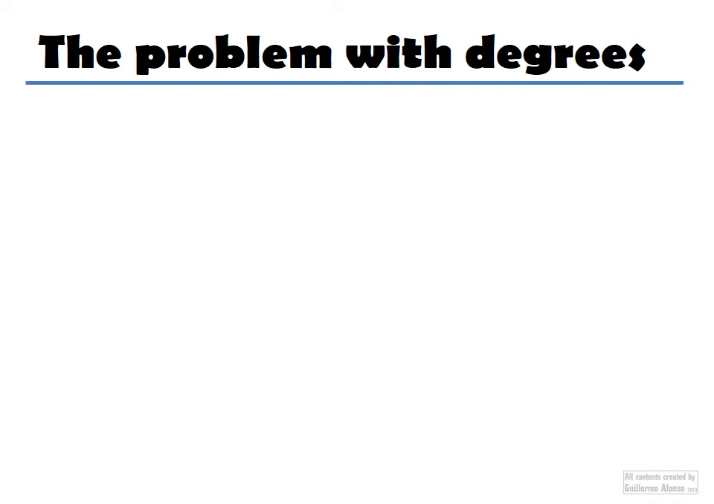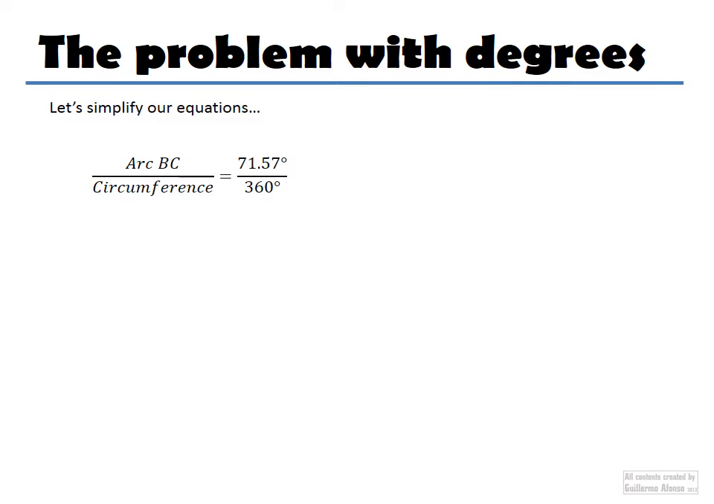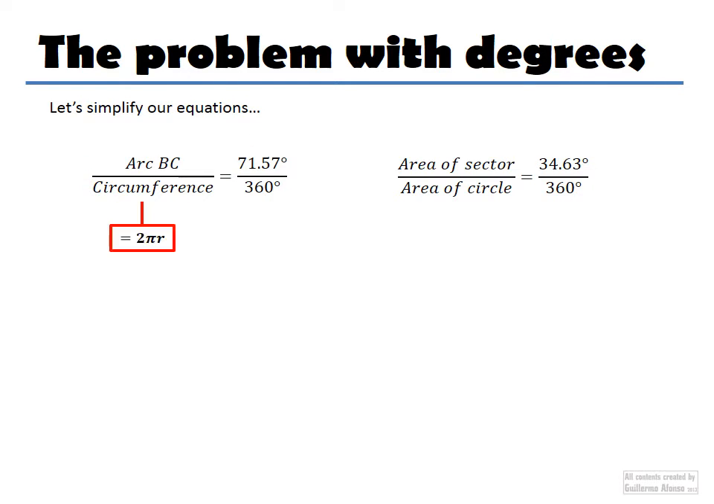Hi, and welcome to this video where I'm going to carry on explaining what radians are and how we use them. So again, let's remember what the problem with degrees is. If I have these equations that we were using, this comparison of proportions to calculate arcs and sectors, the circumference was calculated by 2 pi r and the area of the circle by pi r squared, and I can therefore calculate the length of an arc and the area of a sector.